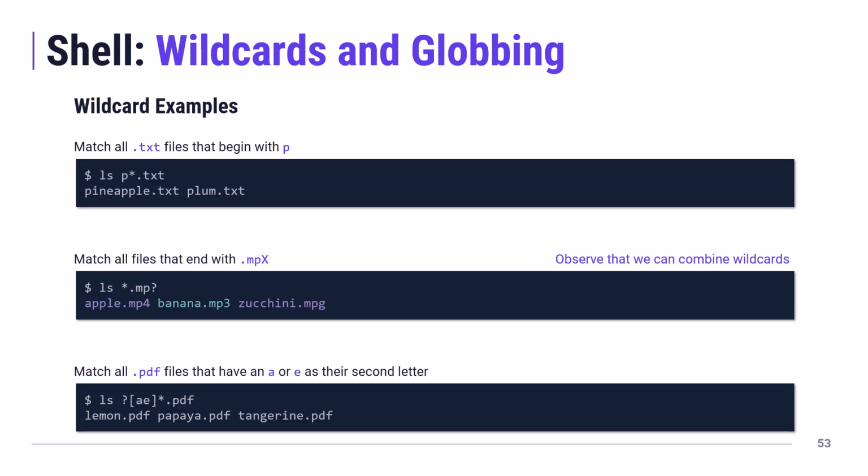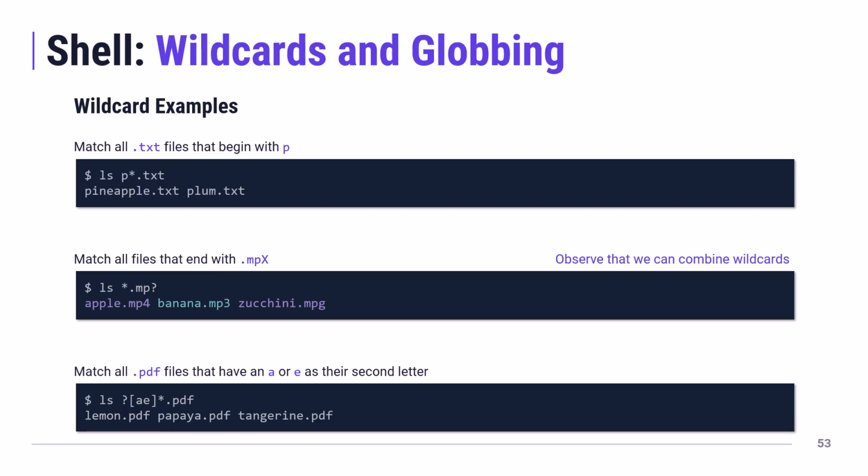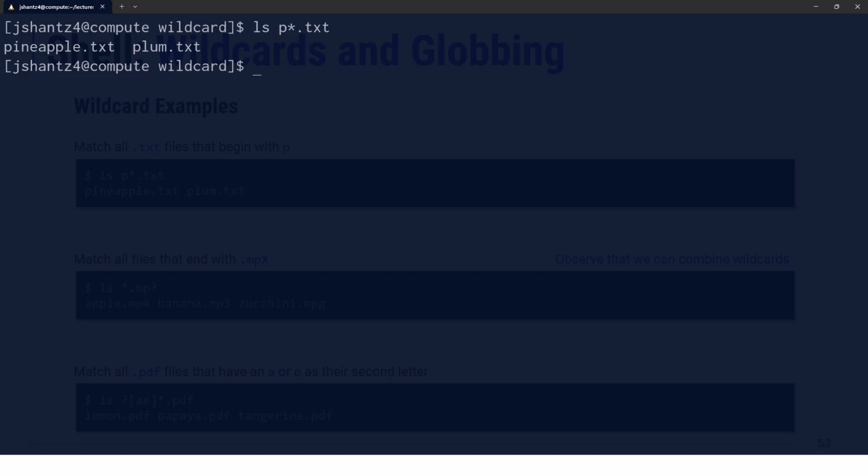Taking a look at some examples, if I wanted to match all text files that begin with p, I would say ls p star and then .txt. So all files that begin with a p and are text files. So p star.txt, and of course then that matches all of those. If I wanted to match all files that end with mp and then something, I can say star.mp and then question mark. So we said that the question mark stands in for a single character. Okay, and then that gives me, for example, an MP4 file as well as an MP3.